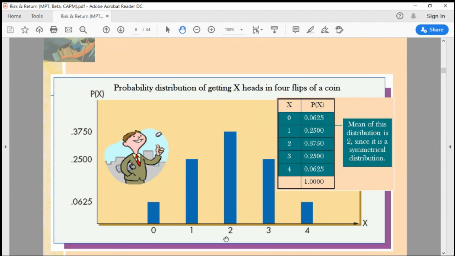But this is an example of the probabilities of flipping a coin. Now, if you flip the coin 4 times, right? If you flip the coin 4 times, first of all, there are 2 probabilities, 50-50, of either head or tail, right? And then there can be 4 possible outcomes, and if you flip it 4 times, right?